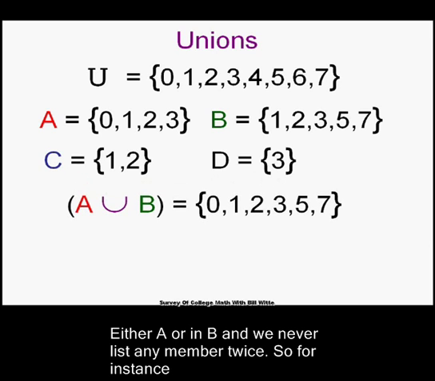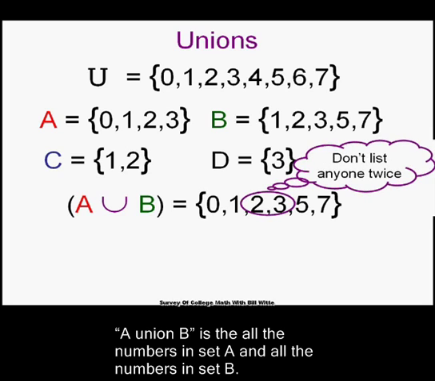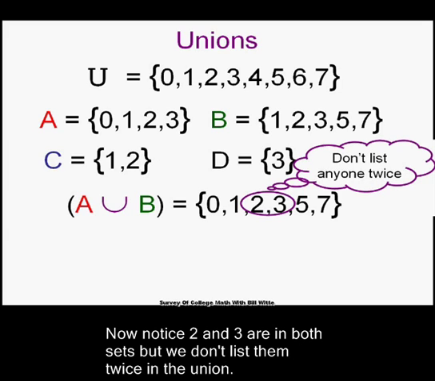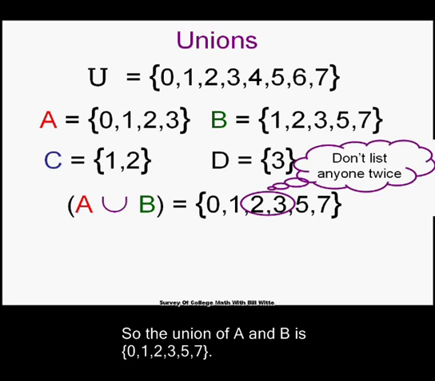So for instance, A union B is going to be all the numbers in A and all the numbers in B. Now notice 2 and 3 are in both, but we don't list them twice. So the union of A and B is 0, 1, 2, 3, 5, 7.